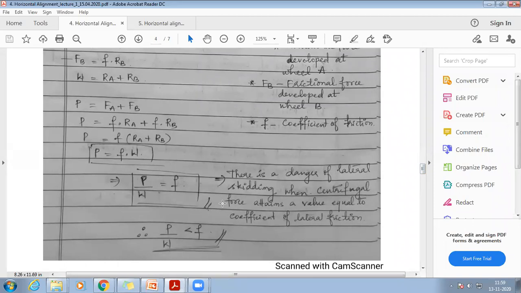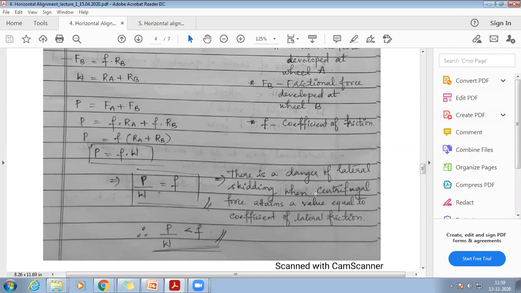Okay, so same scenario, there is a danger of lateral skidding happening when the centrifugal ratio is equal to the frictional coefficient, not force. When it is equal to the frictional coefficient, the centrifugal ratio, okay, without by mistake I had written it as centrifugal force, it is a centrifugal ratio. So therefore the centrifugal ratio must always be lesser than the frictional coefficient.